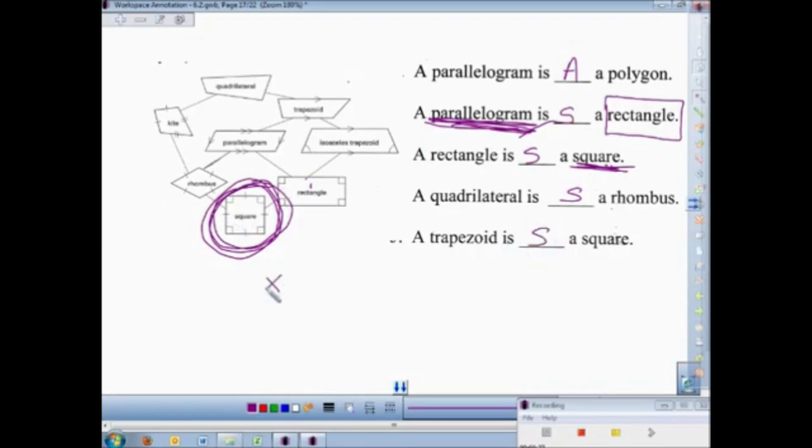I'd like you to write that down on your hierarchy sheet right here. That above means sometimes. Above means sometimes.